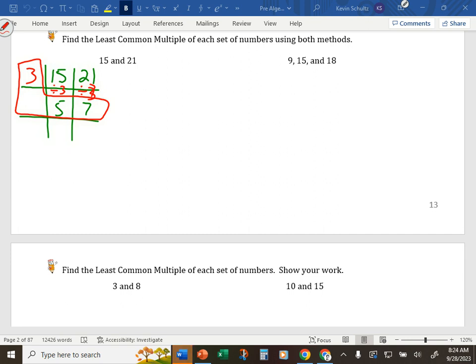Taking the L means that we are taking that common factor, but also what's left over. And our answer, our least common multiple, is going to be 3 times 5 times 7, which is 105. Okay? So the table method, you can find both the GCF and the LCM depending on what you do in that last step. If you only take the common factor, that's the GCF. If you take the L for least common multiple, that's the LCM.